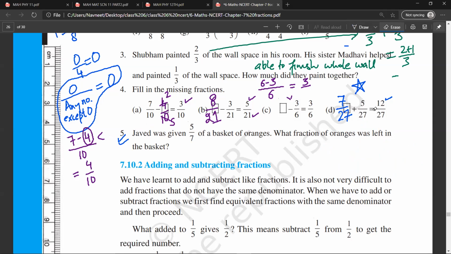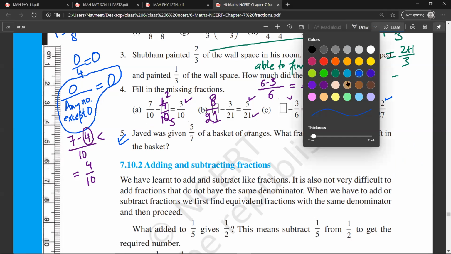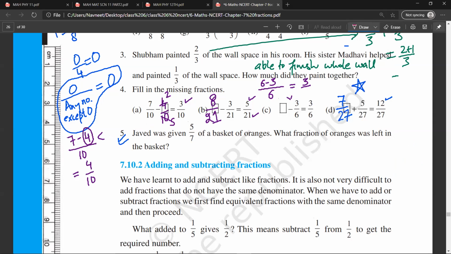2 by 7. Okay. Let us understand the question. Javed was given 5/7 of a basket of oranges. What fraction of orange was left in the basket? So if this is the basket and Javed was given, let us assume this is 5 by 7. So he was given 5 by 7.